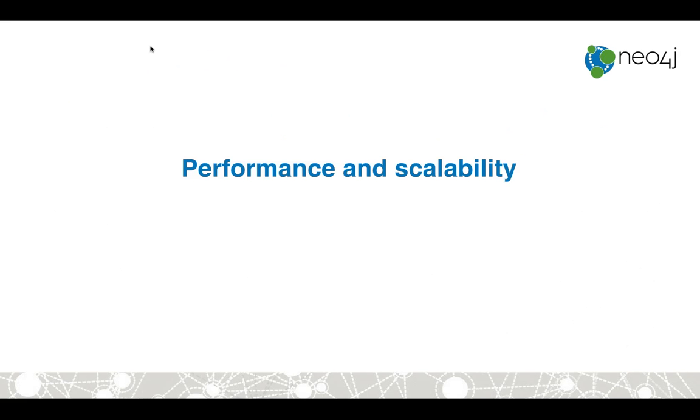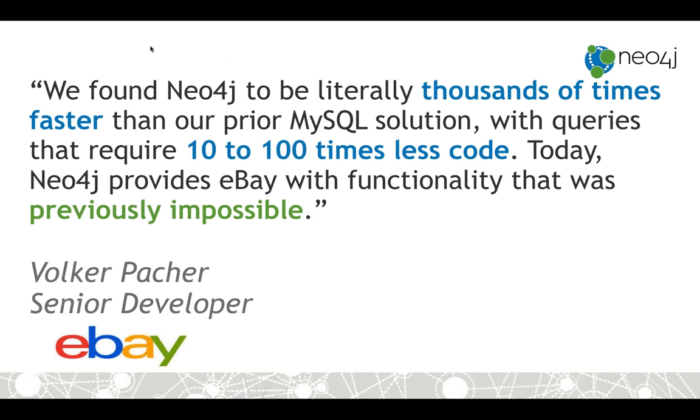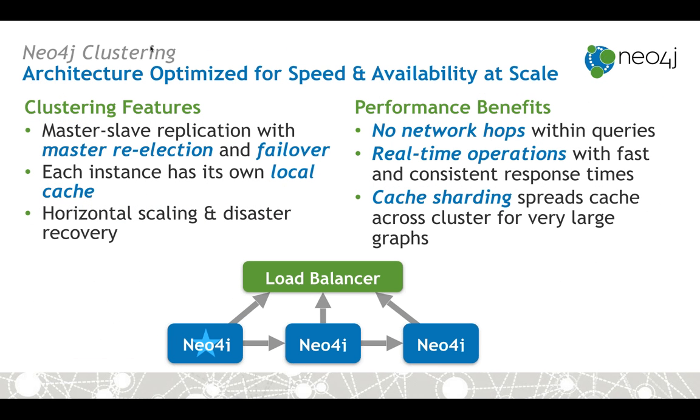Let's dive in and look at some other performance and scalability features that Neo4j offers. We hear again and again from our customers that Neo4j is enabling new use cases and making existing applications much, much faster. Neo4j Enterprise offers a master-slave replication model so that you can run multiple instances of Neo4j side by side. Each instance can maintain its own cache of the graph for increased performance. We call this cache sharding. This clustering model really enables high availability with fast real-time operations.